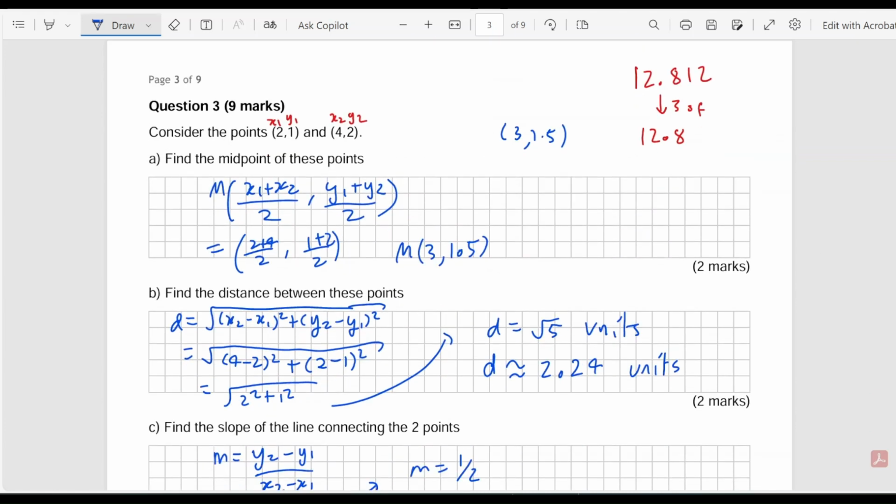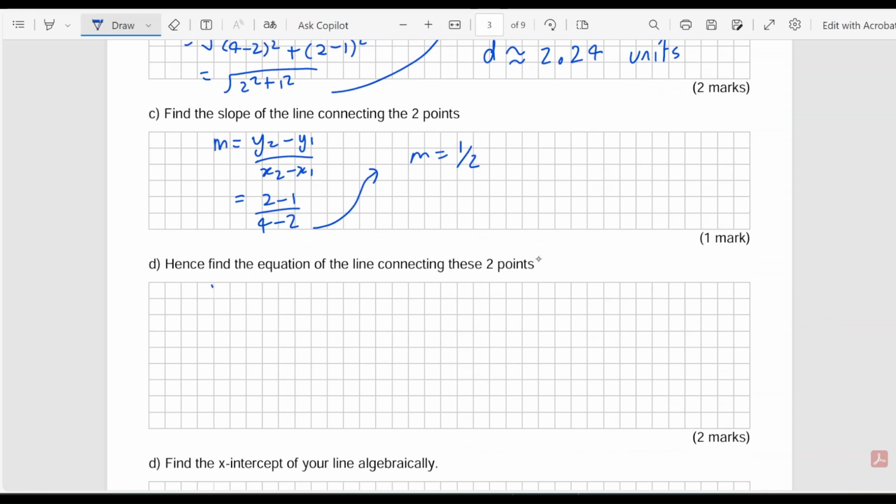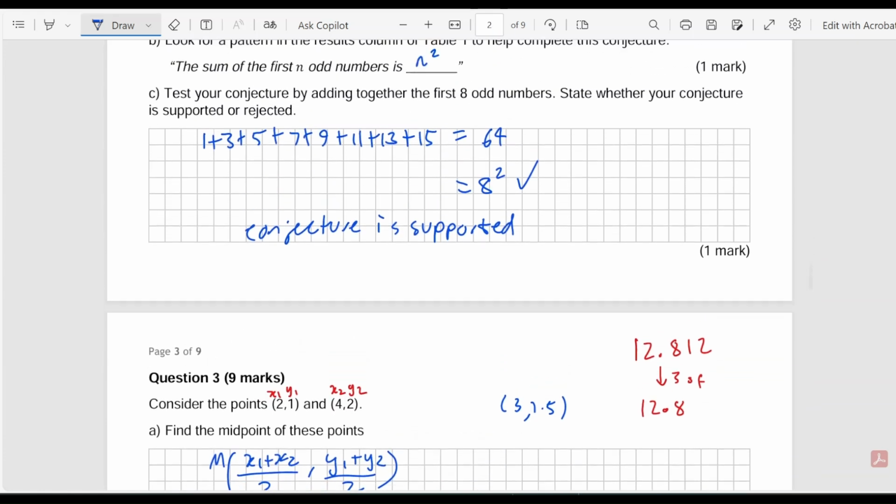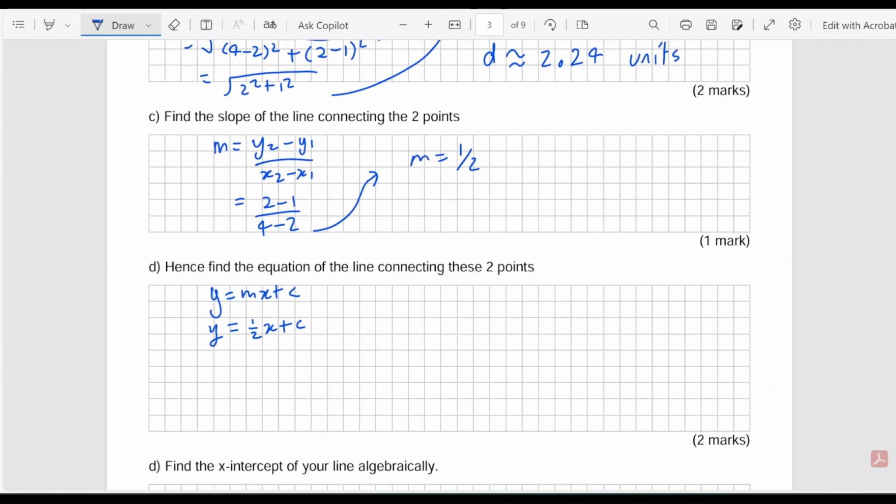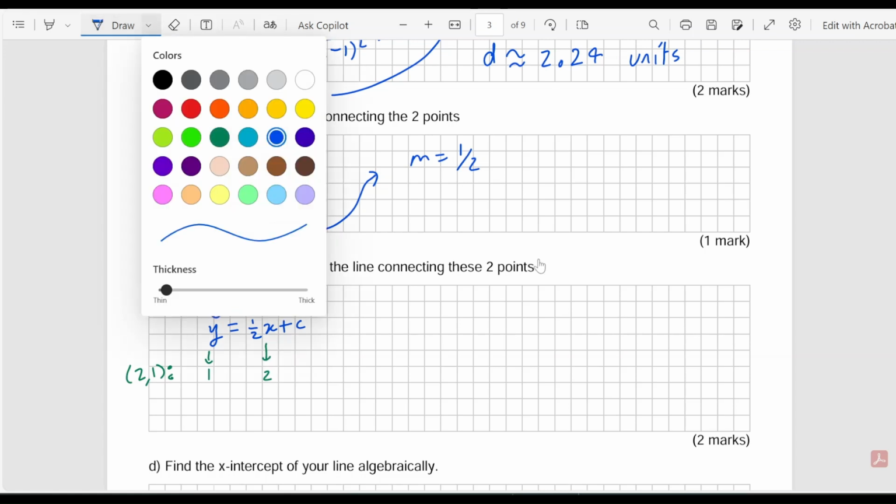So pretty much we need to start with y equals mx plus c. So y is a half x plus c because we know what the m value is. We can sub in any point we want. So I'm going to sub in 2, 1. So y will become 1 and x will become 2. Then we can work out what the c value is from there.